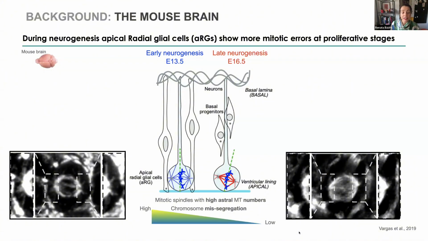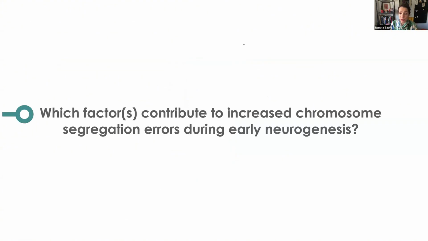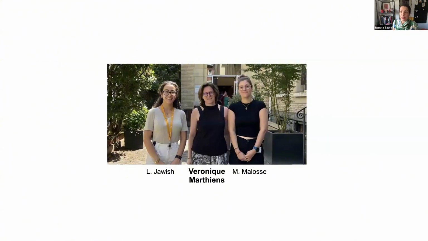Taking into consideration that we see this different capacity in generating abnormal chromosome segregation, we wanted to ask which factors can lead to these differences in chromosome segregation accuracy in early neurogenesis. This work is spearheaded by Véronique Martiens, a researcher in my lab, with a lot of help from Lynn Jawish and Margot Malos.